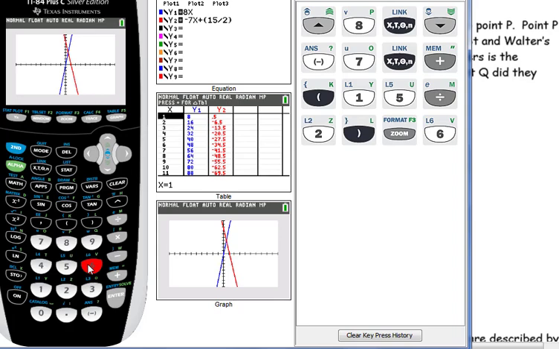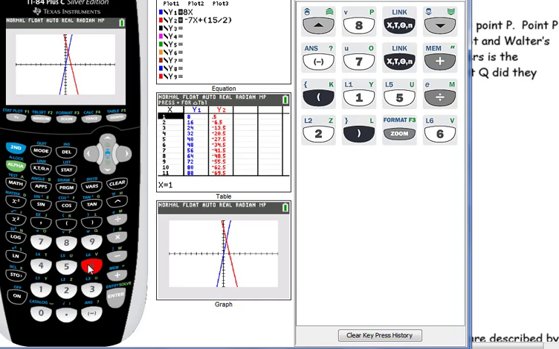And y equals negative 7x plus 15 halves, 7 and a half is my y-intercept there. So the red line is the negatively sloped line representing Walter. So where do they intersect?